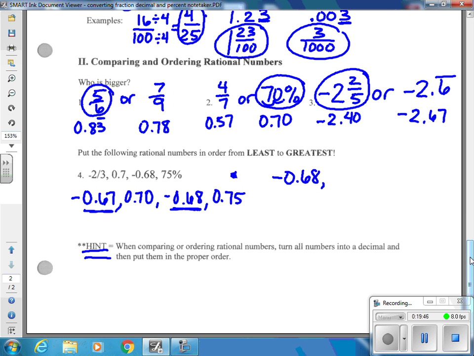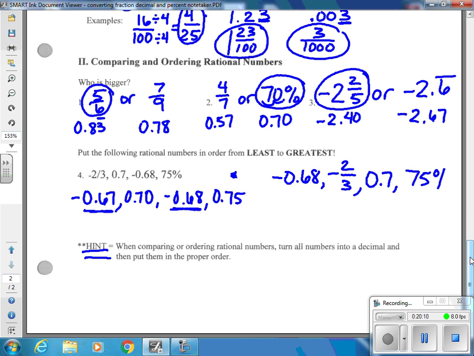You always write the original number from the problem, even though you changed it. Now, negative 67 cents is the next one, and that goes with negative 2/3. Don't write the decimal, but write the original number that gave it to you. Now, using the positive, 70 cents and 75 cents, we know who's little and who's big with that one. 70 cents is the next one, so that's 0.7. And then the largest number in this list would be 75%.